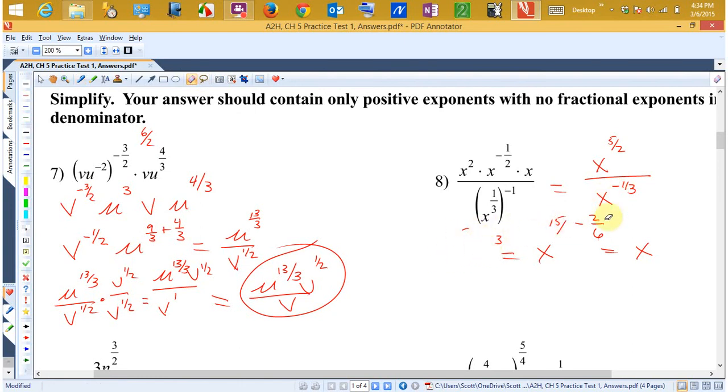Okay, let's try this again. So this is going to be 5 halves minus a negative 1/3. So that's going to be x to the 5 halves plus 1/3. So now let's give them a common denominator. That's x to the 15/6, and then 1/3 would be changed to 2/6. That's going to give me x to the 17/6.